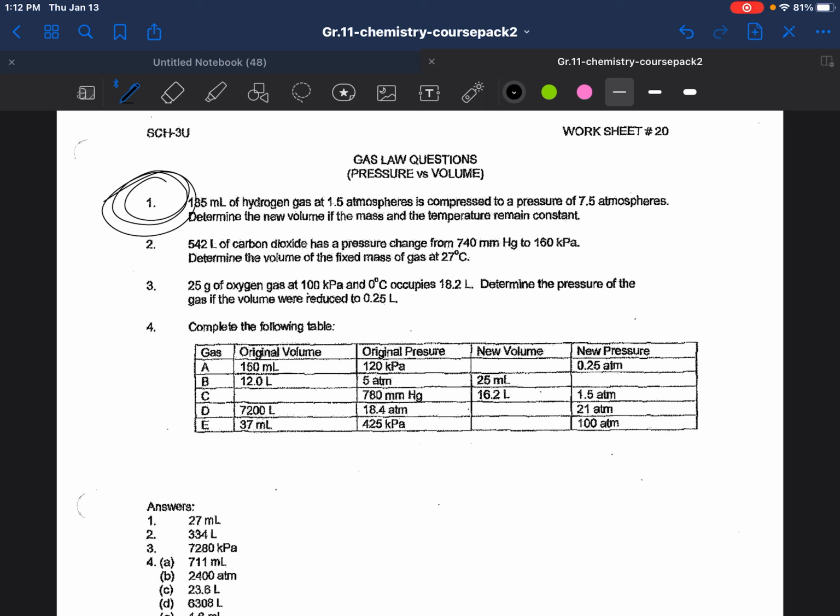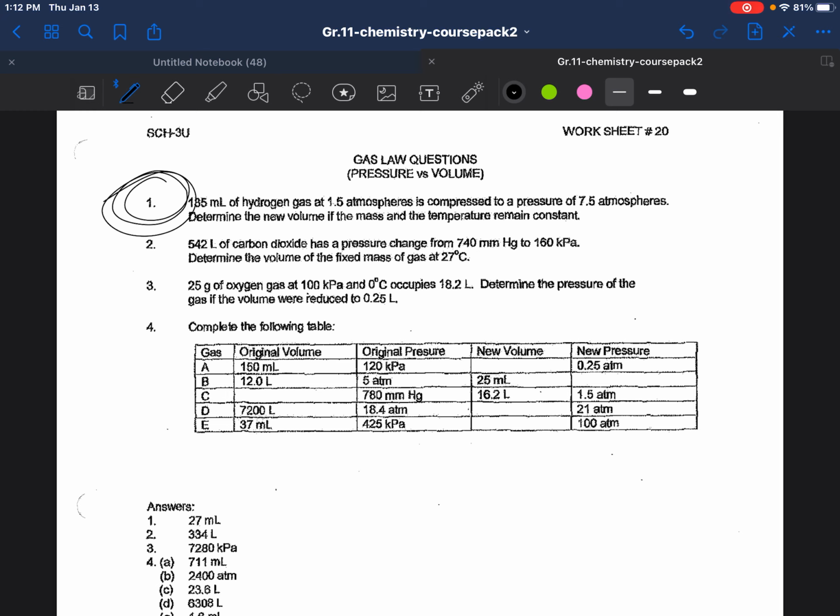I have 135 milliliters of hydrogen gas at 1.5 atmospheres, and it's compressed to a pressure that is 7.5 atmospheres. Wow, that's 1.5 to 7.5. Man, the hydraulics of this thing must be strong. Determine the new volume, okay? If mass and temperature remain constant. So you know for a fact that by reading this question, you're looking at the change of something. Let's lay out everything that is given and what they are asking you to find.